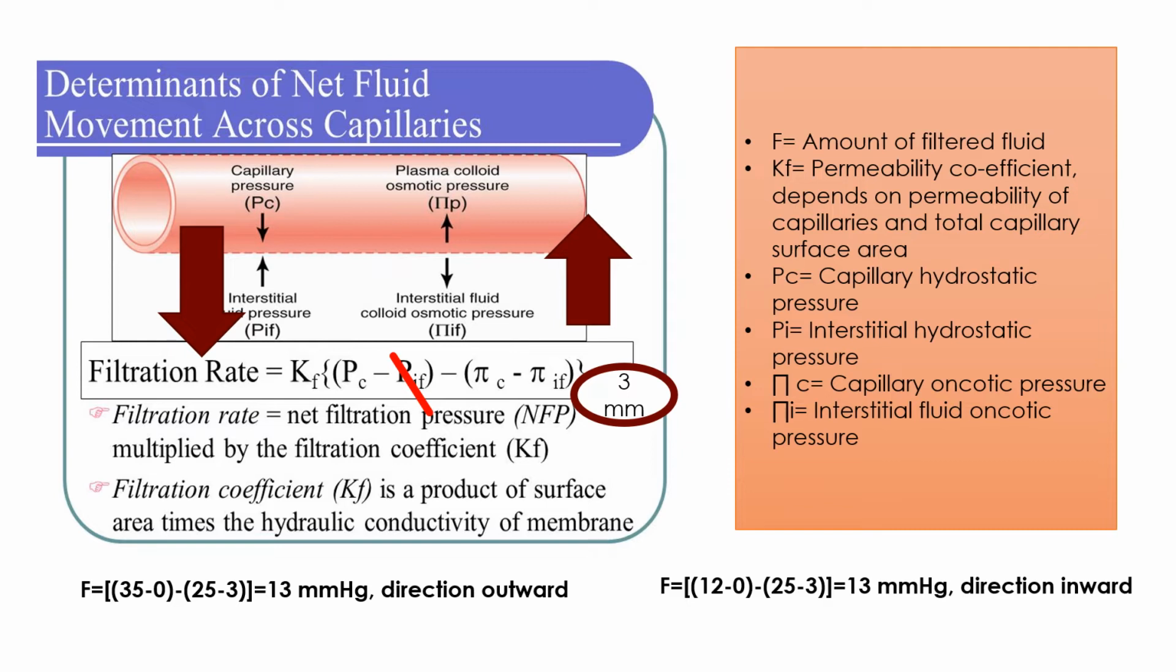Whereas at the venous end, the equation will be 12 minus 0, as the capillary hydrostatic pressure at the venous end is 12 mm of mercury, minus the oncotic pressure, which is the same, 25 mm of mercury, minus 3. So the resultant pressure comes to 13 mm of mercury and the direction is inward. The fluid moves into the veins from the interstitial space.